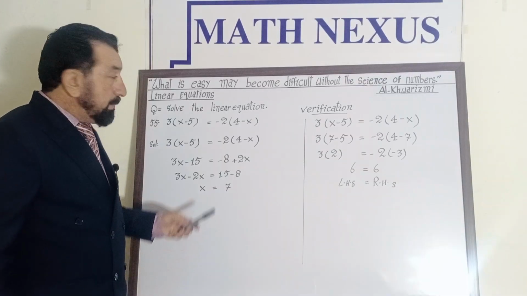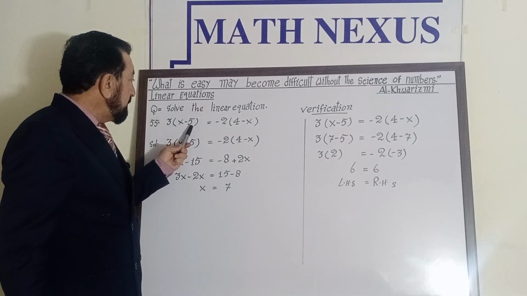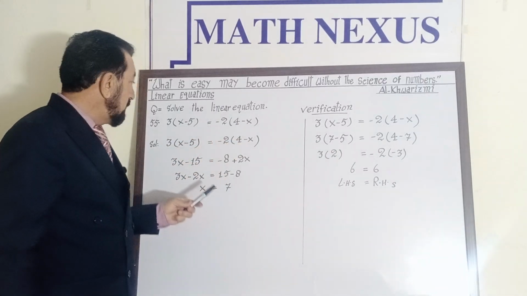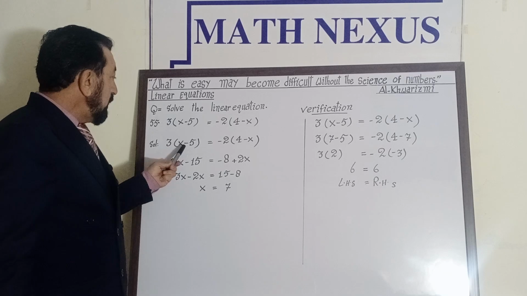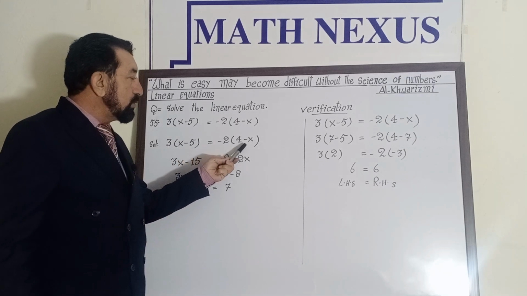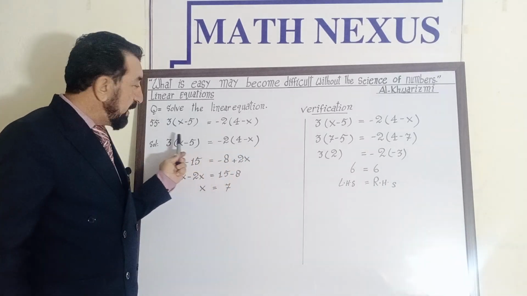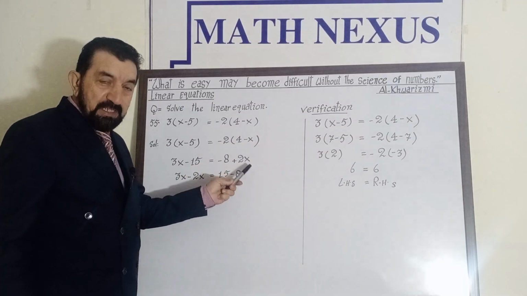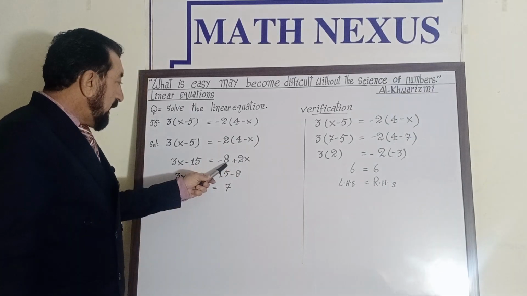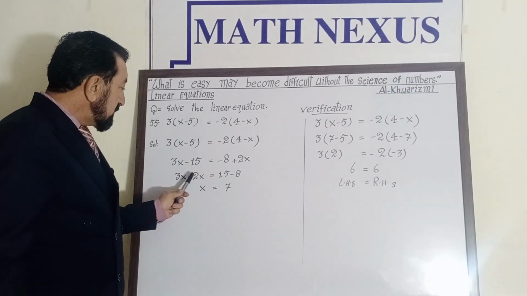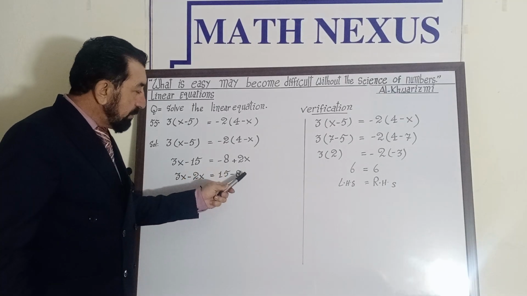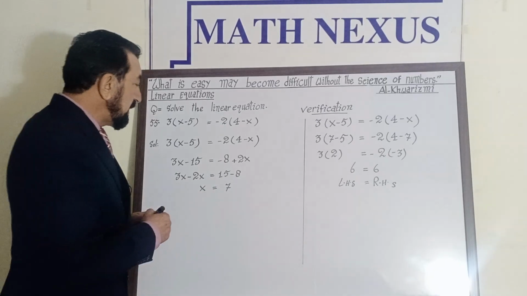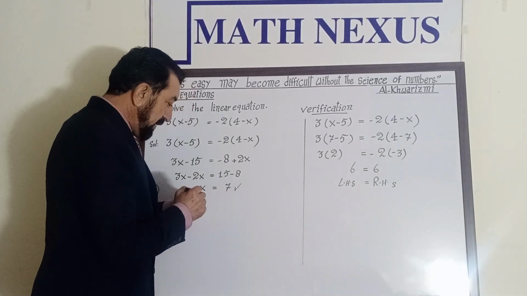Look at the question. 3 into x minus 5 equal to minus 2 into 4 minus x. Open the bracket. 3x minus 15 equal to minus 8 plus 2x. Combine the like terms. 3x minus 2x equal to 15 minus 8, x equal to 7. x equal to 7 is the answer of this linear equation.